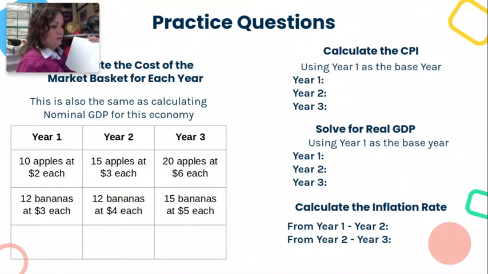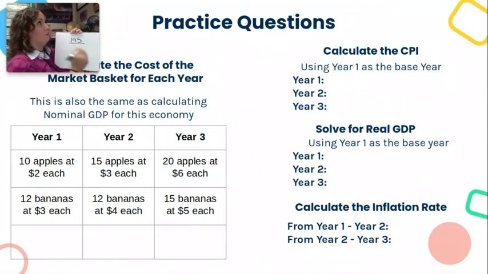Year three, same type of formula. You're using the market basket price from year three, which was 195, divided by still the market basket price of year one, which is the base year, which is 56, times 100. And that's going to give you 348. So this is the CPI of year three: the market basket price of year three divided by the basket price of the base year times 100. That's your CPI for year three, 348.